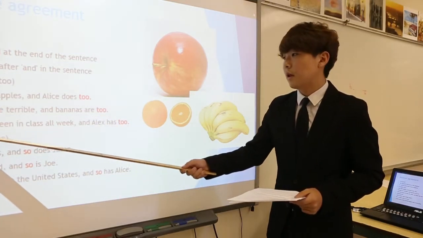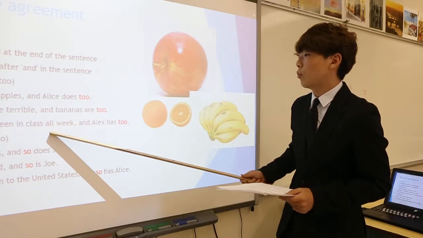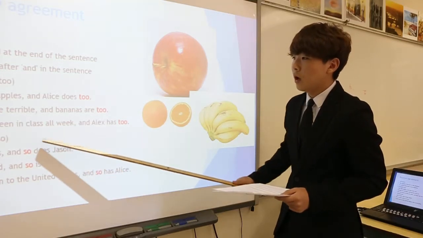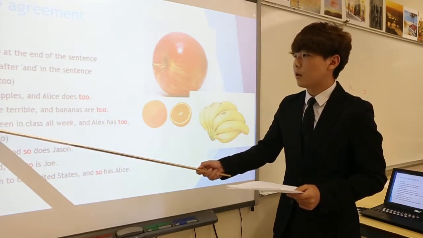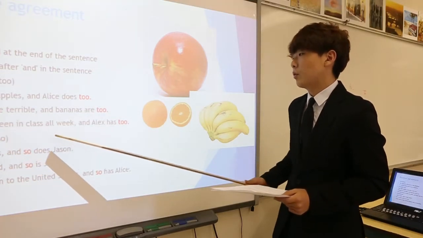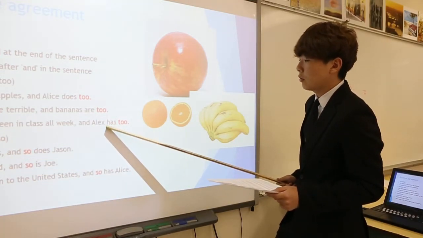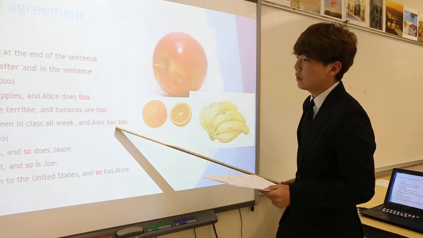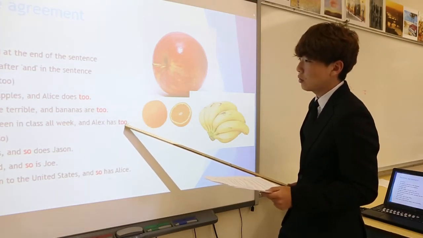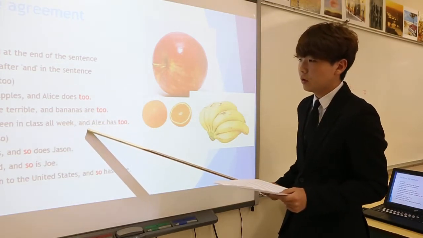Lastly, in the sentence, Alice has been in class all week and Alex has too. The tense of this sentence is perfect tense, so I use has, the have verb, in the second sentence too. Also, I use too to make an agreement and use and to connect two sentences.